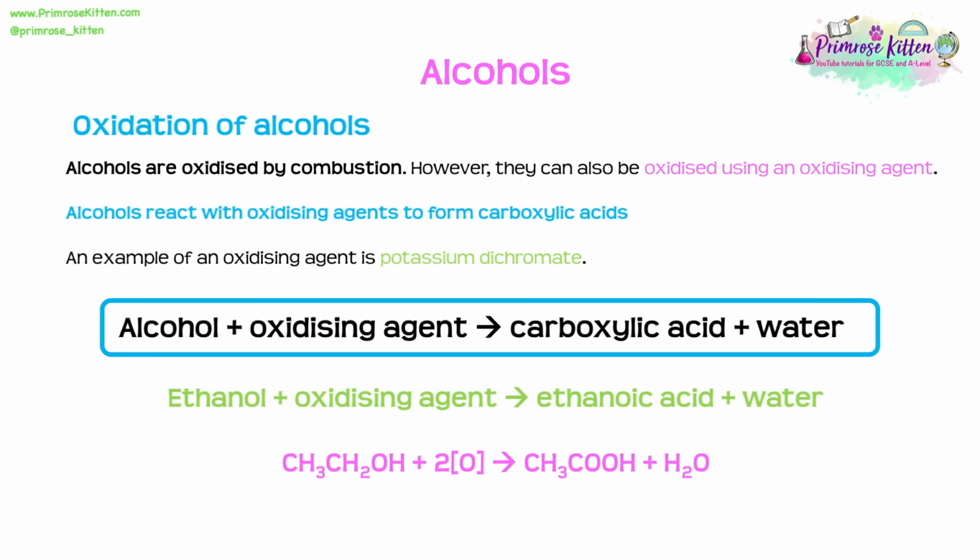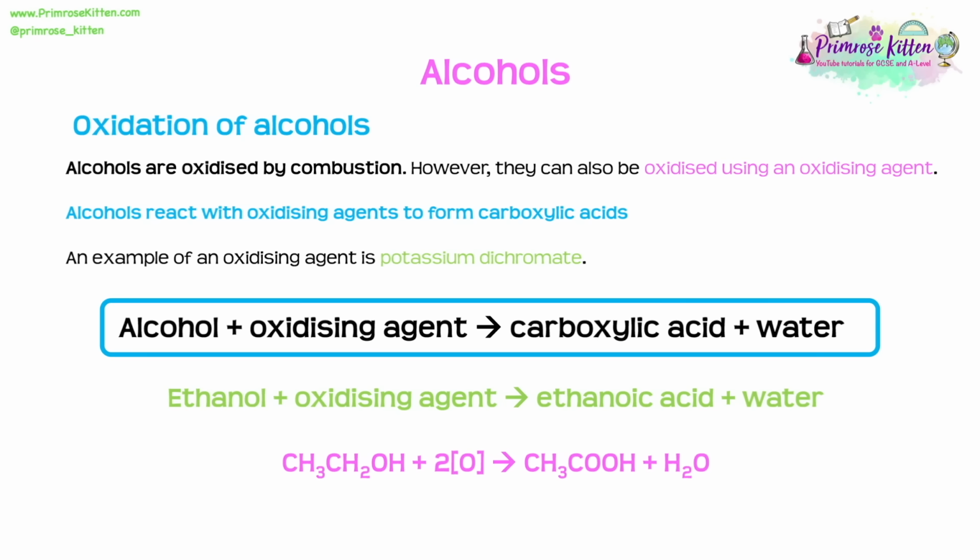Alcohols get oxidized by combustion. However, we also need to know that they can also be oxidized using an oxidizing agent. Alcohols will react with oxidizing agents to form carboxylic acids. An example of an oxidizing agent that we use in chemistry is potassium dichromate.